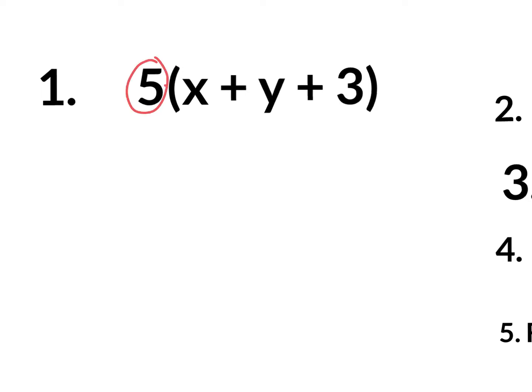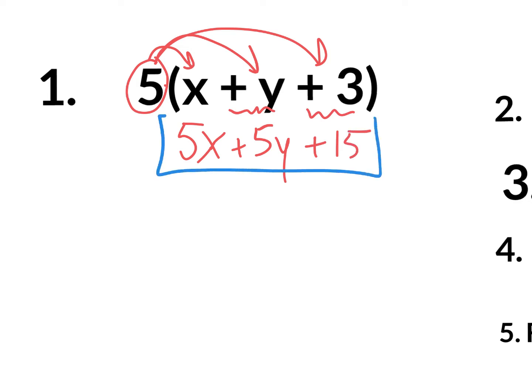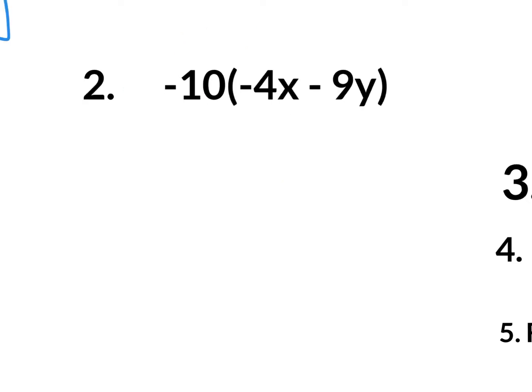I always like to draw a circle and then an arrow. 5 times x is 5x. 5 times positive y is a positive 5y. And 5 times positive 3 is a positive 15. And ladies and gentlemen, this is our answer, 5x plus 5y plus 15. Nice and simple. Next question, number 2.